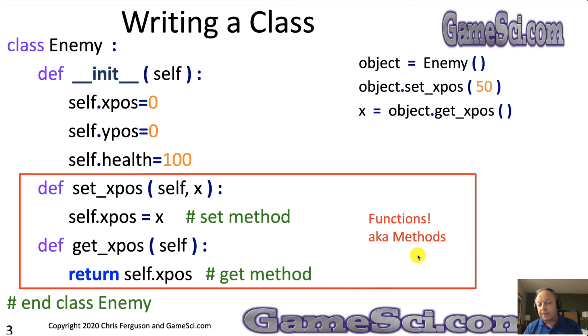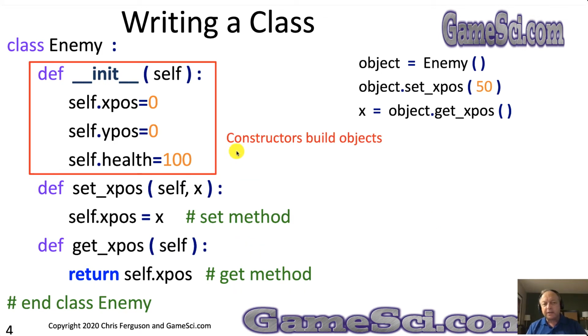Functions, aka methods. This is the definition of the setExposition method, also called a setter or set method. This is the definition of the getExposition method, also called a get method or a getter. These are two methods that allow you to insert new values into our object and retrieve a value from our object.